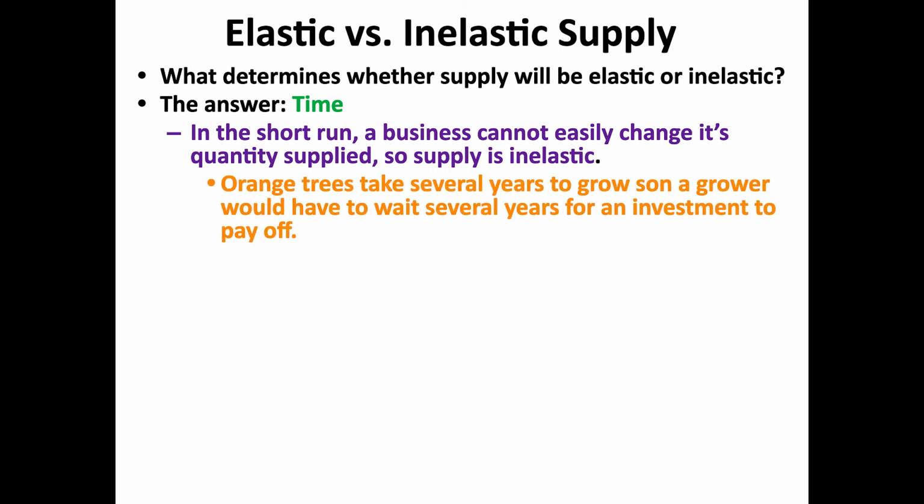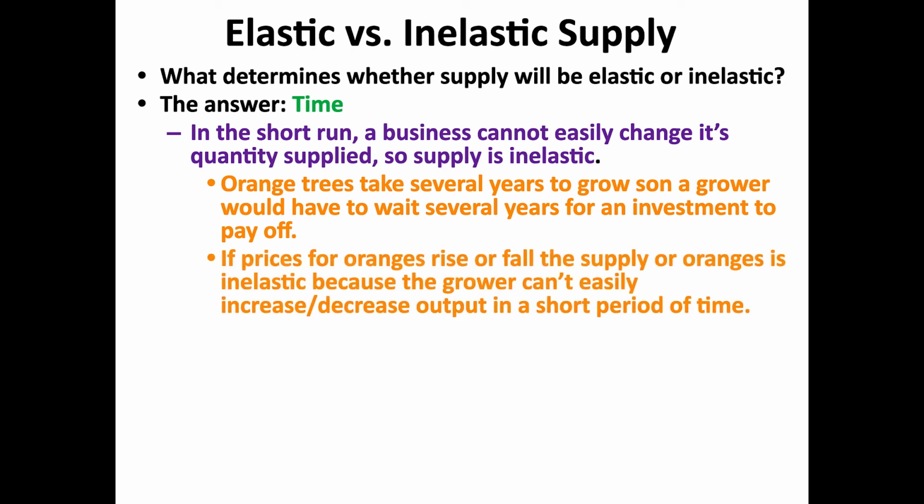So again, in the short run, most quantity supplied is inelastic. For example, orange trees take several years to grow. So a grower would have to wait several years for an investment in an orange grove to pay off. So if prices for oranges rise or fall, the supply of oranges is inelastic because the grower can't easily increase or decrease output in a short period of time. So you want to use that as your rule of thumb. So if a supplier cannot easily increase or decrease output in a short period of time, supply is going to be inelastic.